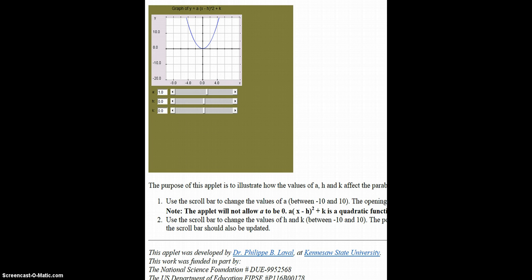Alright, so as you can see here, we have a little applet. This was created by Dr. Laval, who's a math professor over at Kennesaw State University. So we have here the parent function y equals x squared. And the way I know that is because I have a equals 1, my vertex is at (0, 0). So right now we have a parent function. And what I need to do is I want to see what happens when I change the number out front, my leading coefficient, what happens when I change h, and what happens when I change k.